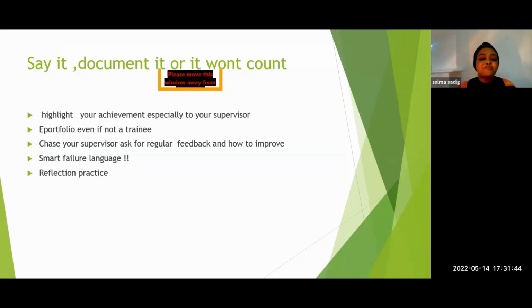Smart failure language. It is part of highlighting your achievements, how you speak about yourself and how you represent yourself. If you fail a cannulation, and it's very common in pediatrics, it's a nightmare, don't say I failed, say it didn't happen this time. I wasn't lucky this time. I didn't do it this time. That means I'm doing it regularly, but not this time. So have a very positive way of speaking about yourself.